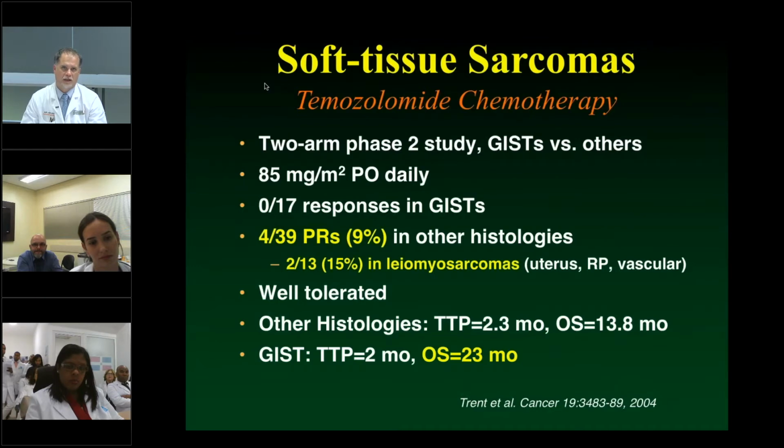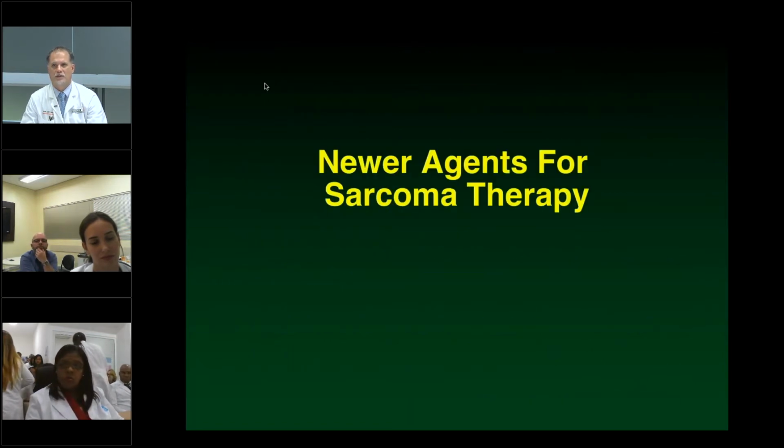Temozolomide is a third-line therapy in many sarcomas. It's similar to dacarbazine. They're interchangeable. Dacarbazine is great. It's given once a month or once every 3 weeks. Temozolomide is an oral agent, so it can be titrated on a daily or weekly basis. But both are active, particularly in leiomyosarcomas.